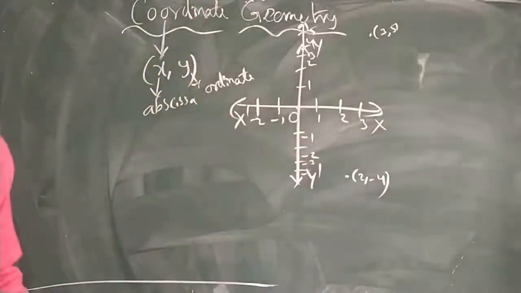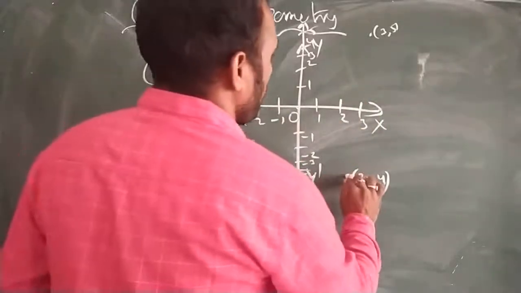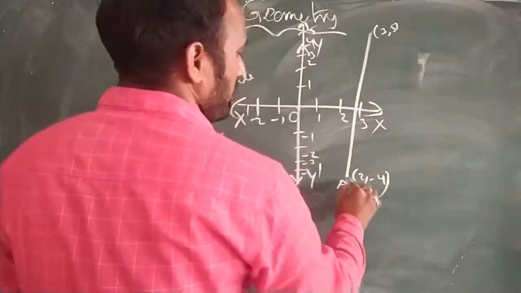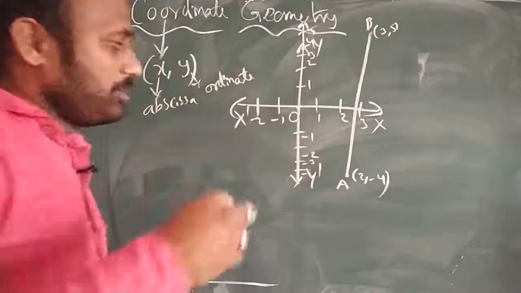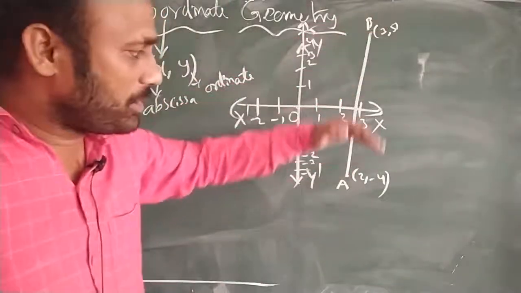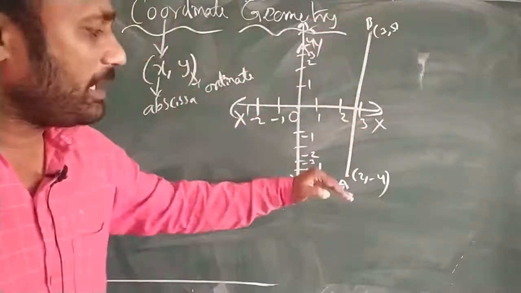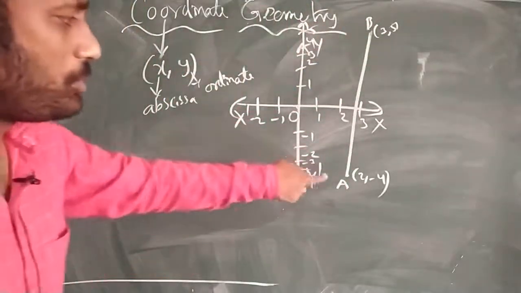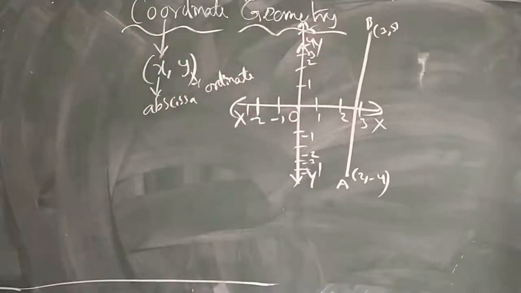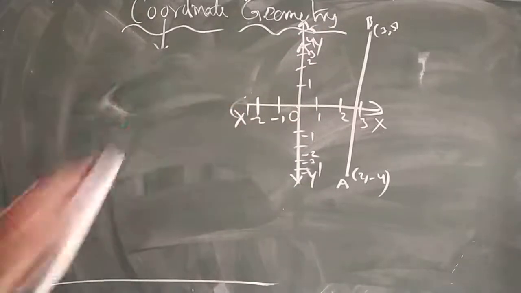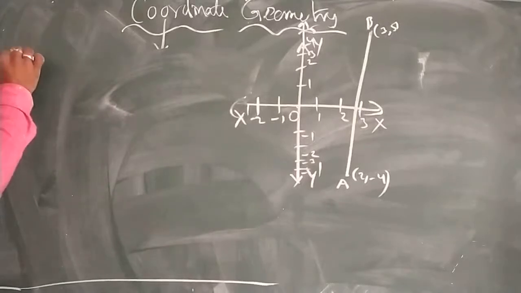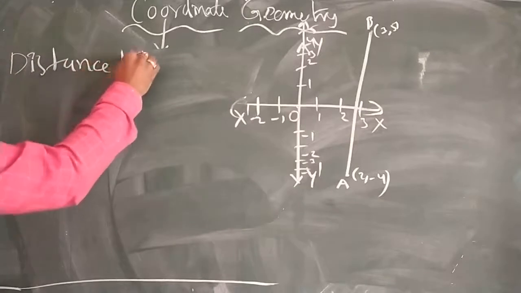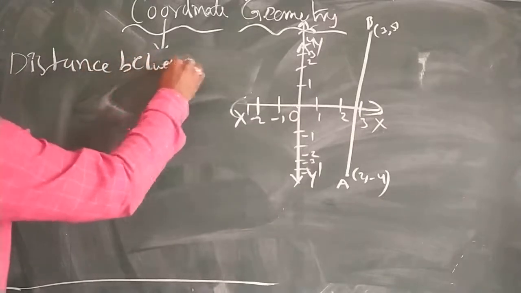Now in the question, if I am asking you to find how much distance is there between these two. Let us suppose this is A and this is point B. What is the distance from A to B? If A wants to travel to B, how much distance does it have to travel? To get this answer, we have a formula, that is distance between 2 points.